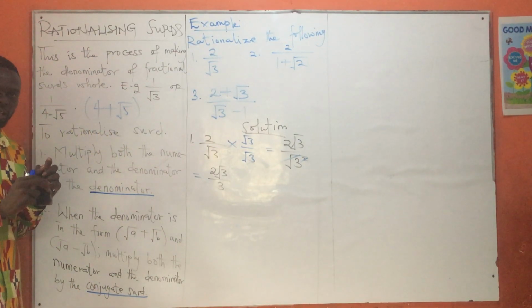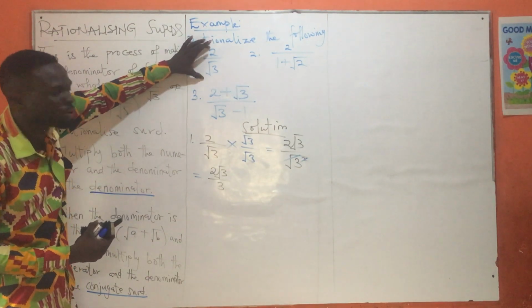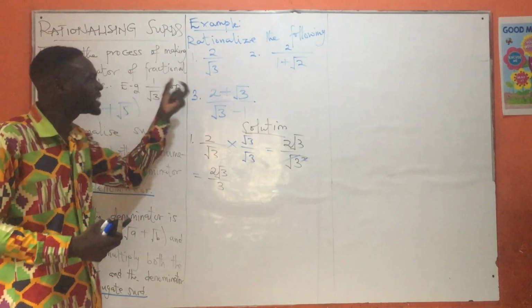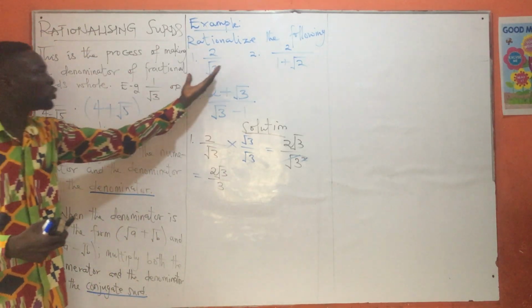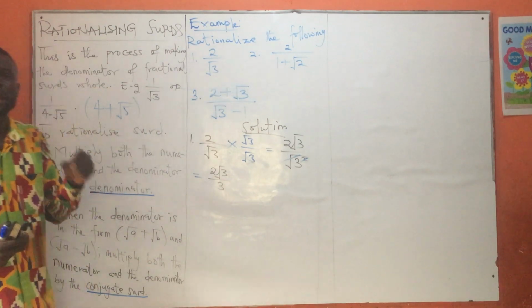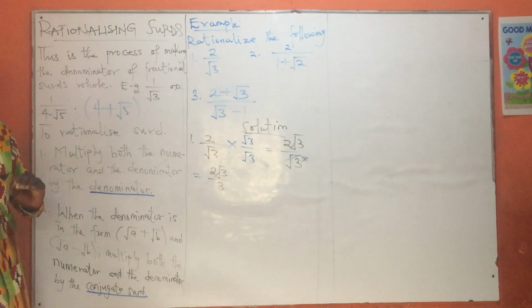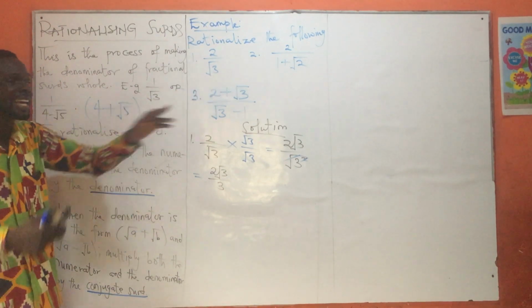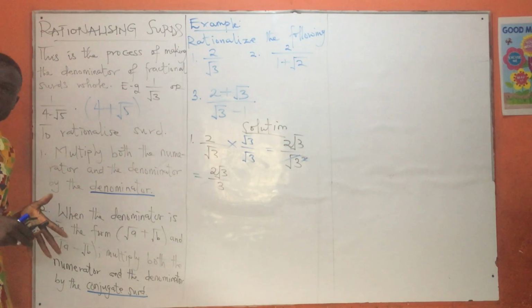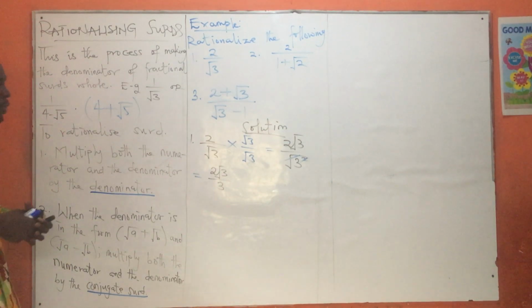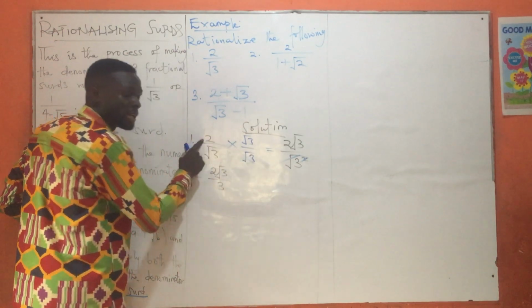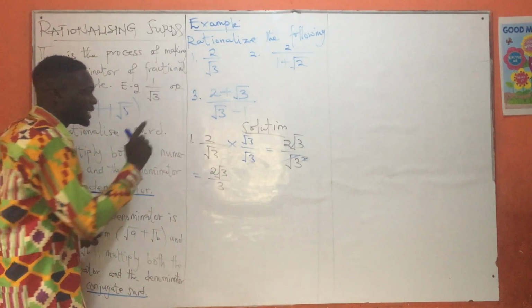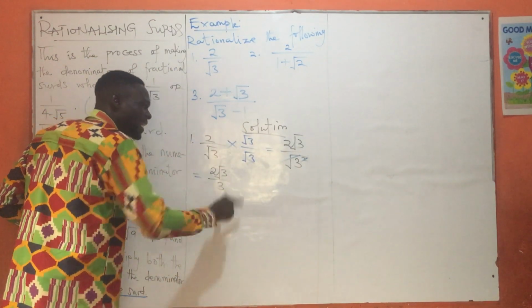Let's briefly go over it again. When we have this type of surd to rationalize, where you have 2 over root 3, to rationalize this, you multiply both the numerator and the denominator by the denominator. So the denominator here is what? Is root 3. So we multiply the numerator by root 3, which is 2 times root 3, which will give you 2 root 3. Then you multiply the denominator by the denominator.